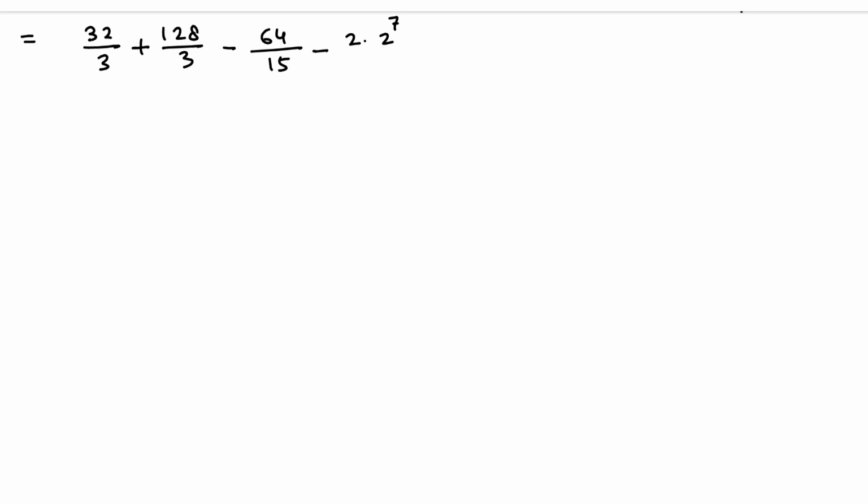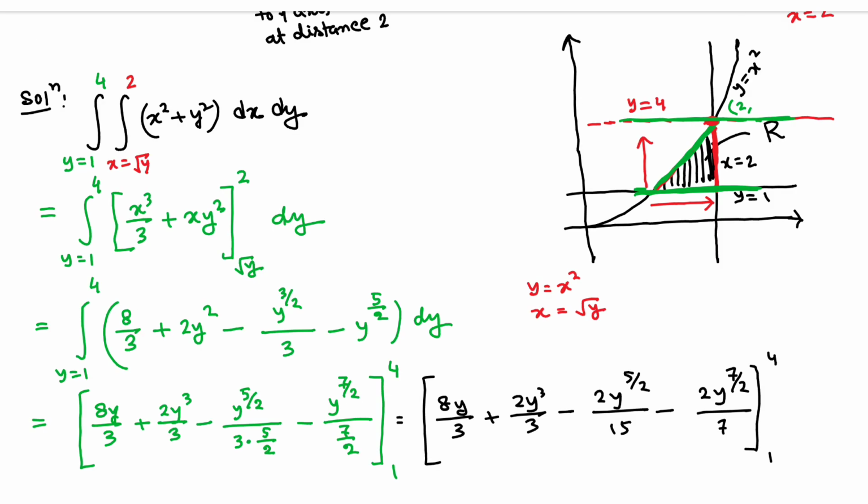And 2 to the power 7 means 128, and 128 into 2 is 256, so 256 divided by 7. This is the upper limit.